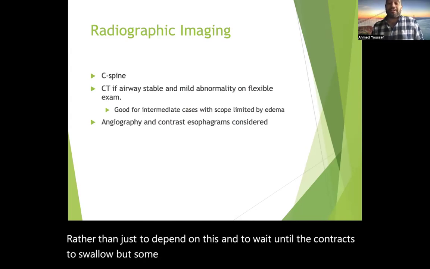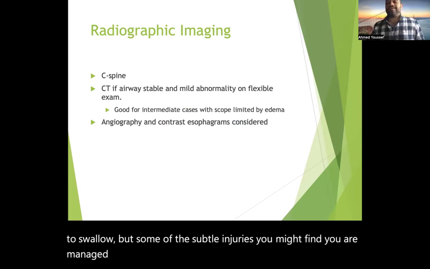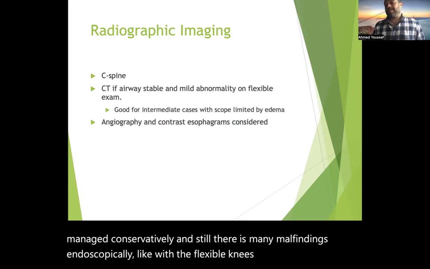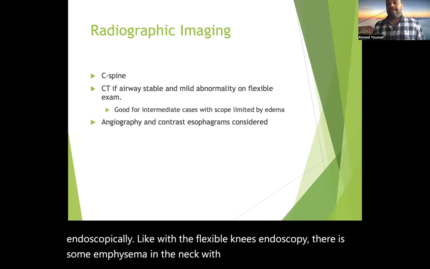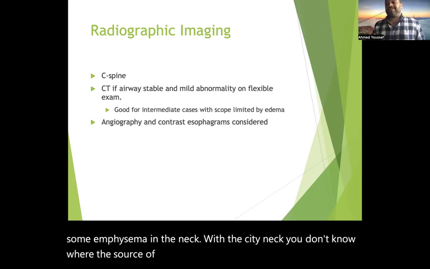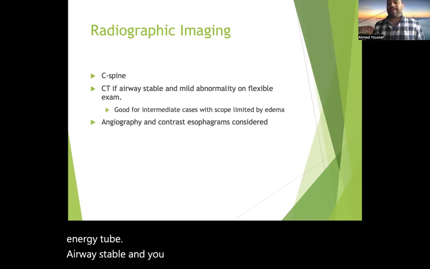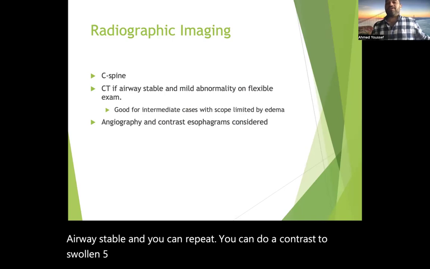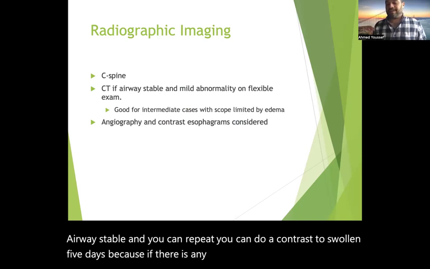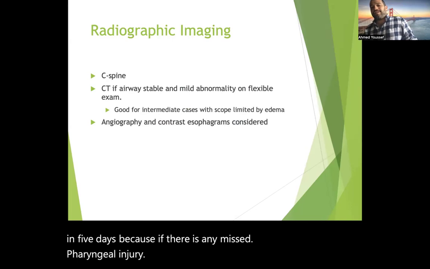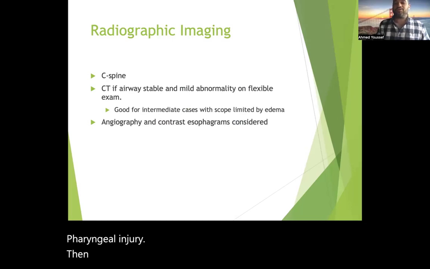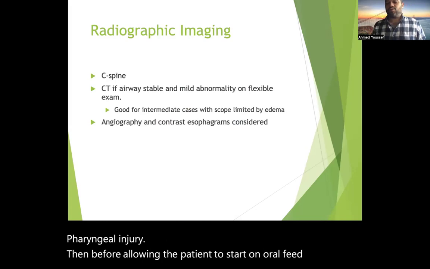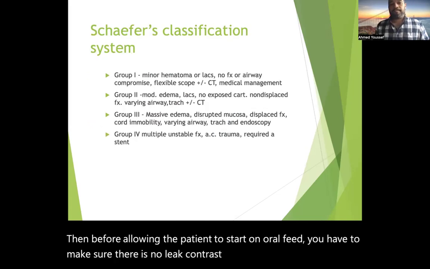But with some of the subtle injuries, you might manage conservatively and still there are minimal findings endoscopically, like with the flexible nasendoscopy. There is some emphysema in the neck on the CT neck. You don't know the source of injury, the patient is stable, so you put in an NG tube, the airway is stable, and you can repeat, you can do a contrast swallow in 5 days, because if there is any missed pharyngoesophageal injury, then you prefer allowing the patient to start on oral feed. You have to make sure there is no contrast leak.